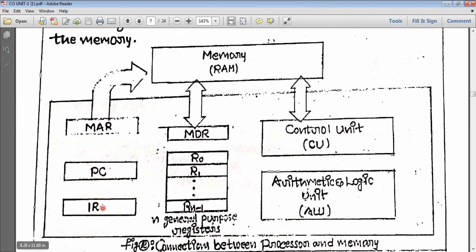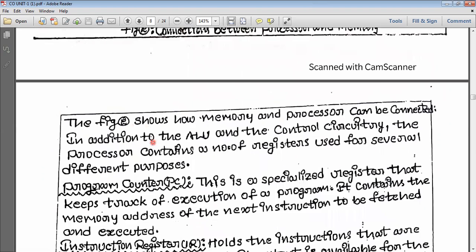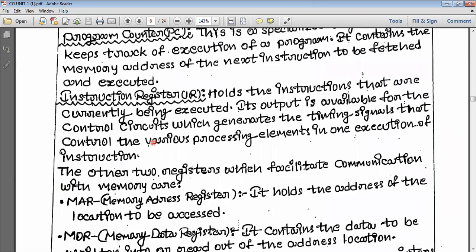Okay, so next, what is here? Instruction register. What does the instruction register contain? It holds the instructions which are currently being executed.